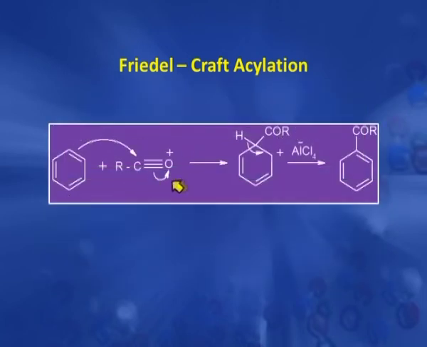Now, this acylium ion is attacked by this benzene ring and produces this intermediate carbocation, and this intermediate carbocation then loses this H plus with the help of a base and produces this ketone, or acyl benzene.